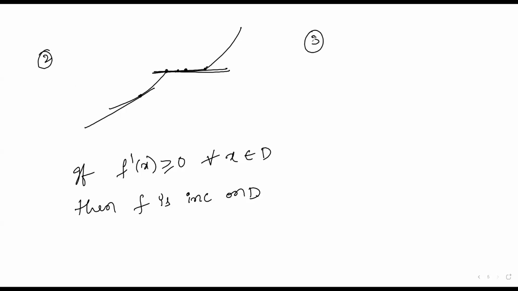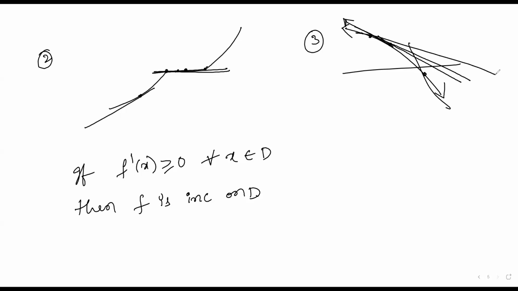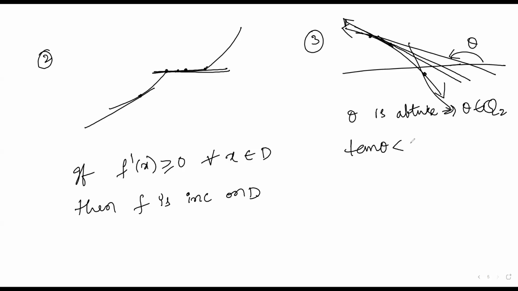So in 3, now let's say it is decreasing. At this point, what happens? If you find out the slope, you can understand the slope of the tangent at any point, at this point or at this point or whatever. So its slope of the tangent is like that. Theta is obtuse, so tan theta is less than 0, second quadrant. That means theta belongs to Q2, and Q2 means tan theta is less than 0. That means f dash of x is less than 0. Very simple. Strictly decreasing.